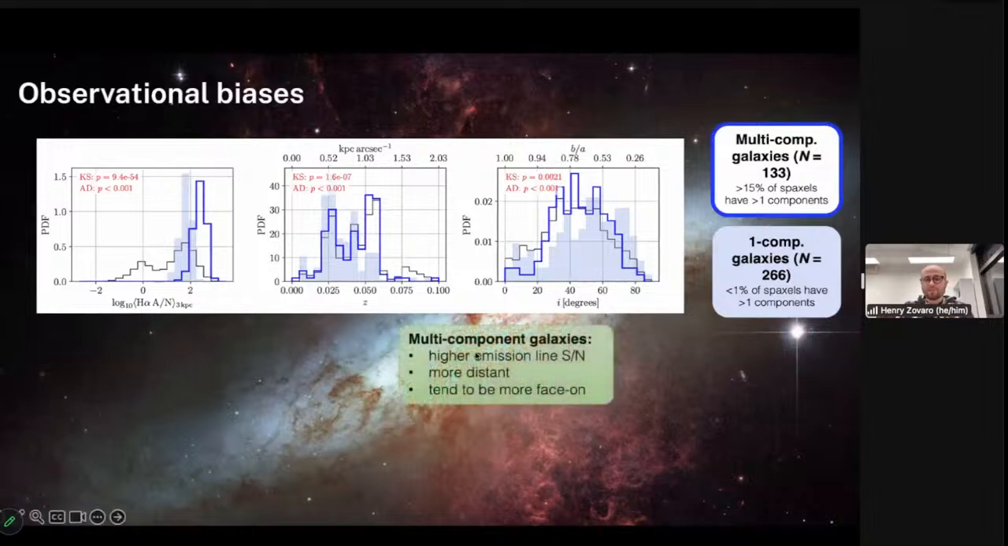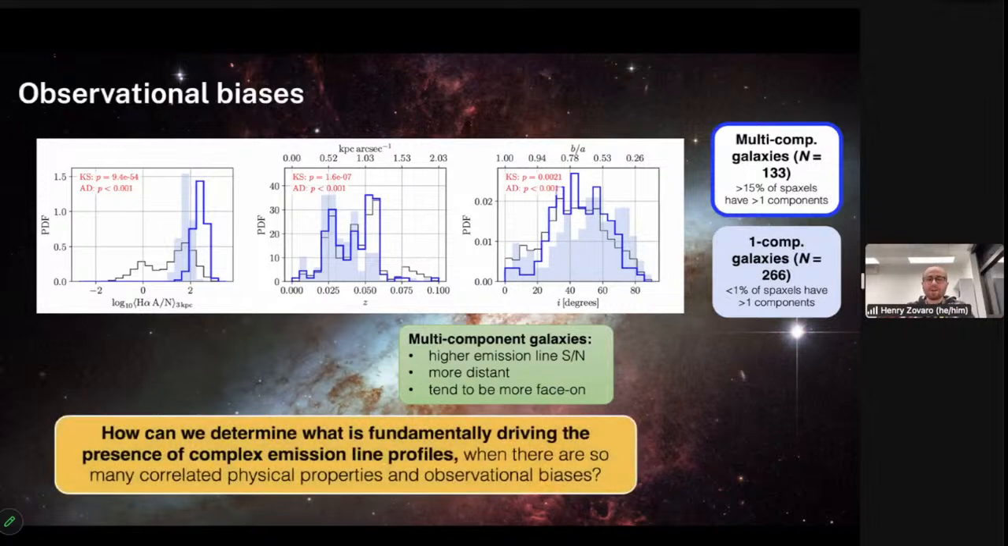So we know that the multi-component galaxies have higher emission line signal to noise, which is never a good thing. They also have a different redshift distribution, so they actually tend to be a bit more distant, and it's a bit complicated to figure out what effect this is going to have, because that could simply arise from the survey selection function, which underlies SAMI. So again, it's not simple. And again, the one-component galaxies tend to be more edge-on than the multi-component galaxies. And so we also have to come up with a way to deal with all these observational biases.